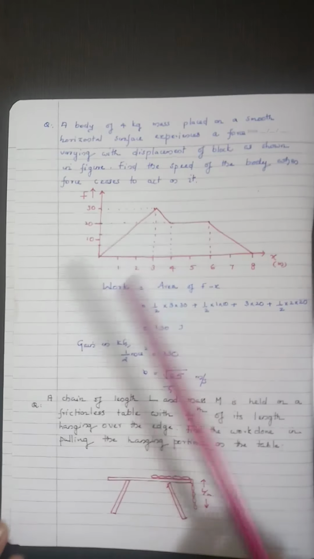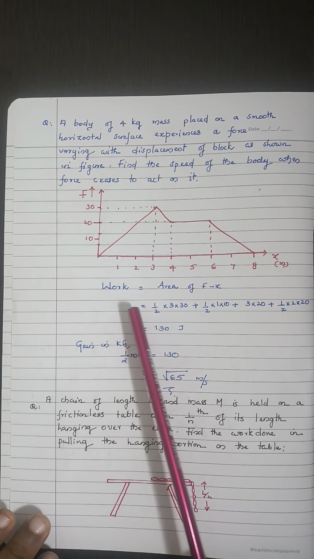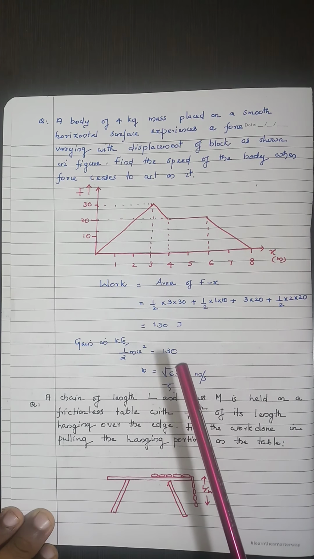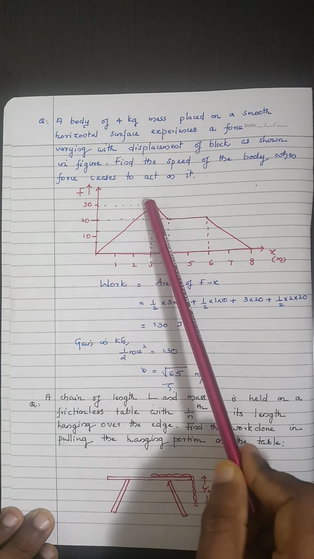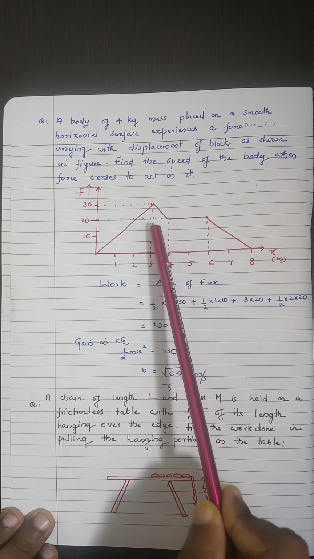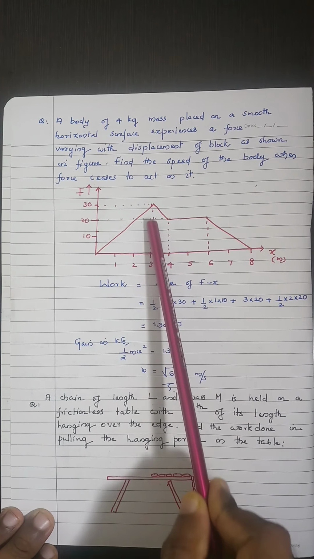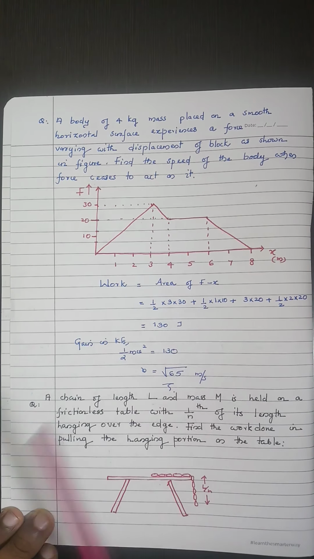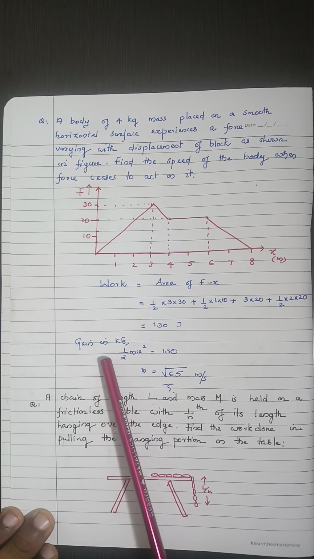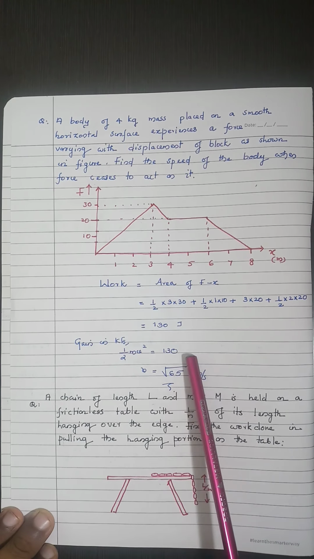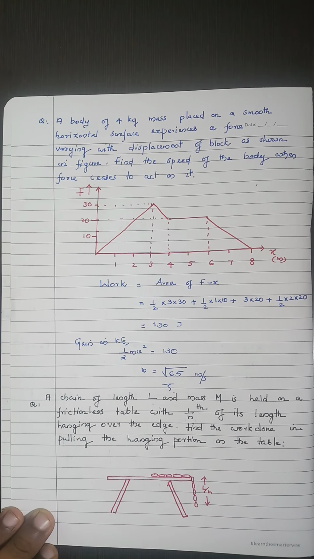Look at the figure. We know the concept that the work done is equal to the area of the force displacement graph. So you take the area, you take this small area, that rectangle, and again that triangle. You get the answer. So the gain in kinetic energy, take the value: half m v square equal to 130. You get the answer.